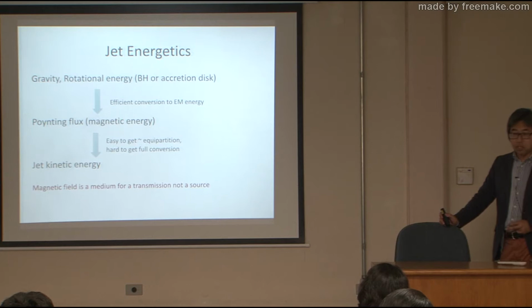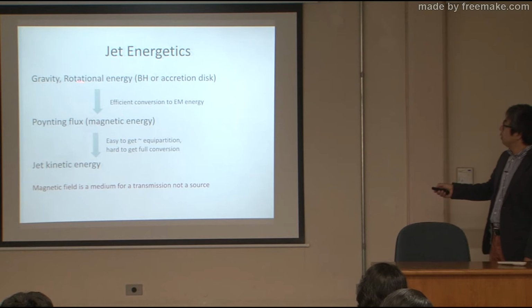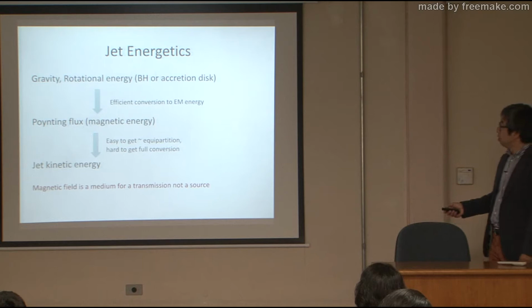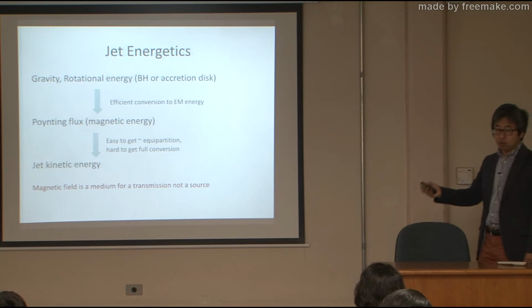So now it's the jet energetics. The gravitational or rotational energy of the black hole and accretion disk is transported as Poynting flux energy, making the outflowing jet. This is a very efficient conversion of electromagnetic energy. Then after that, the Poynting flux and magnetic energy are converted to kinetic energy of the jet. But it is easy to get to equipartition, but hard to fully convert. And this is also based on analytical work.